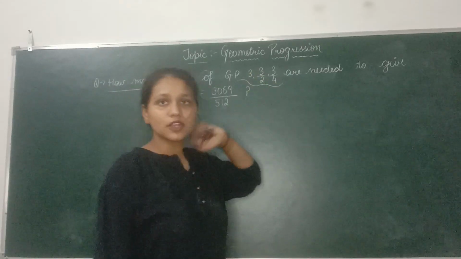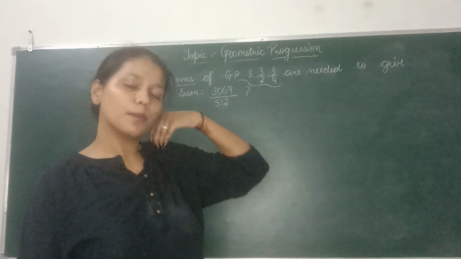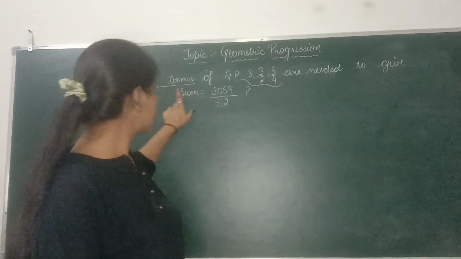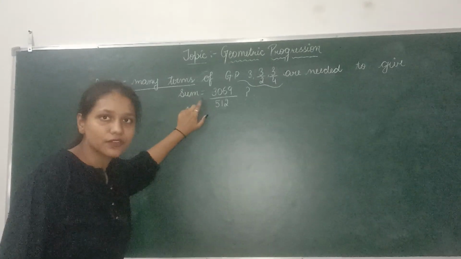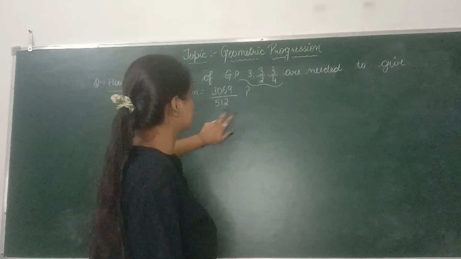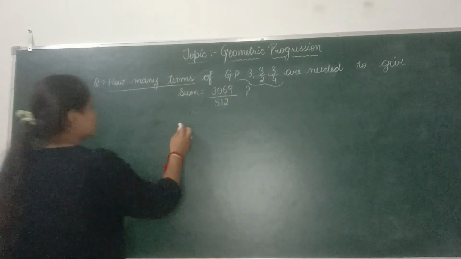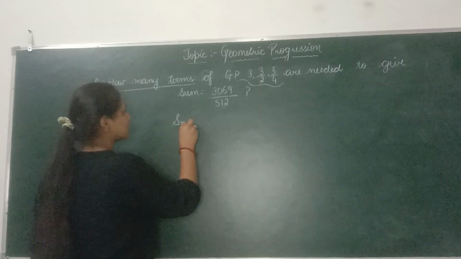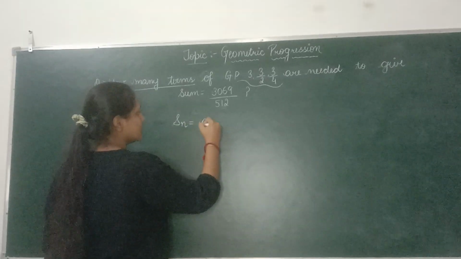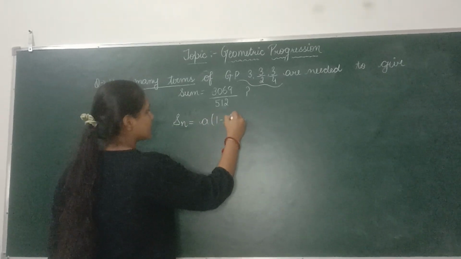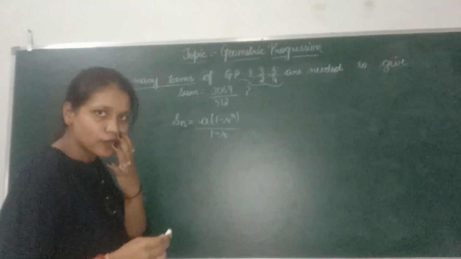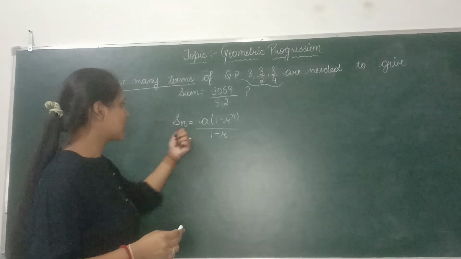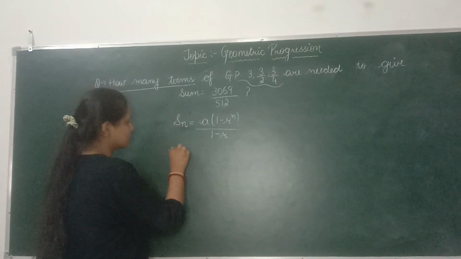Again multiply the next term with the common ratio, and you can get the terms, but we have to calculate how many terms are needed to get the given sum. The formula of the sum is S equals a times 1 minus r to the power n upon 1 minus r. This is the formula of the sum. We have to calculate the value of n.